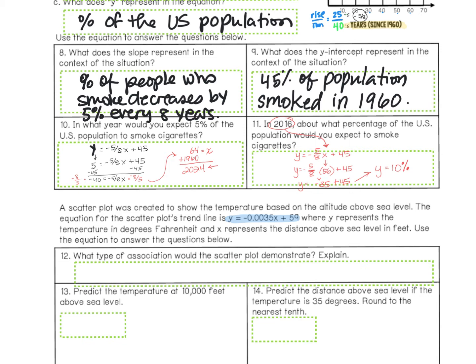Well, first they want to know what type of association the scatter plot would demonstrate. Well, because the slope is negative, that means the association is also negative.